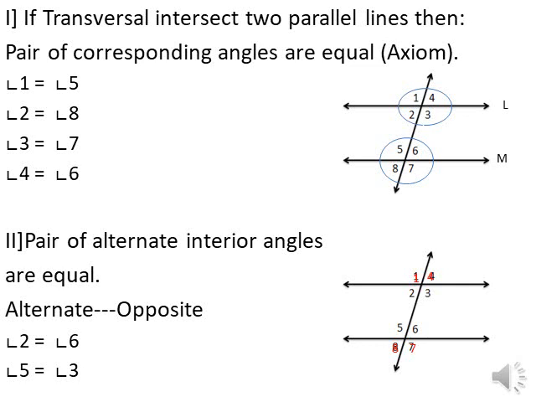2 is alternate to 6. Can you see, or we can say 6 is alternate to 2. 5 is alternate to 3, or 3 is alternate to 5, we can say. So here we are getting 2 pairs of alternate interior angles. Remember always that they are also equal in measure. Alternate interior angles are equal, or we can say congruent. If angle 2 is 60 degrees, angle 6 is also 60 degrees. If angle 5 is 120, 3 will also be 120. So this is also an axiom.